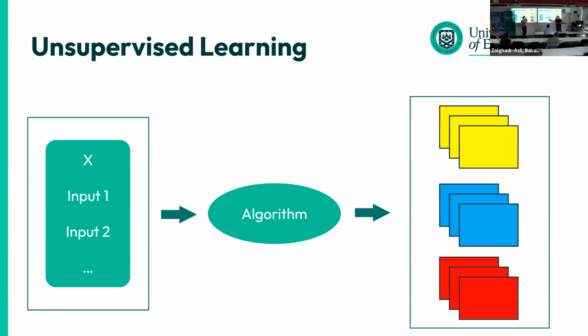So I have the inputs, which are the fruits. I am the algorithm. I tried to learn, and I labeled them on my own. I labeled the fruits in some clusters. So it is something we call unsupervised.